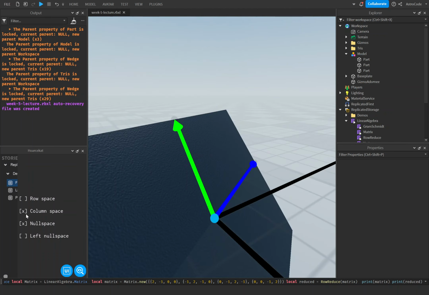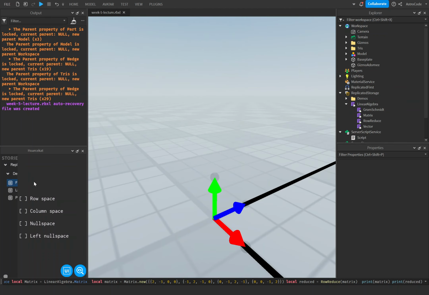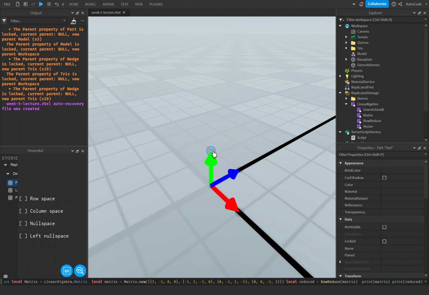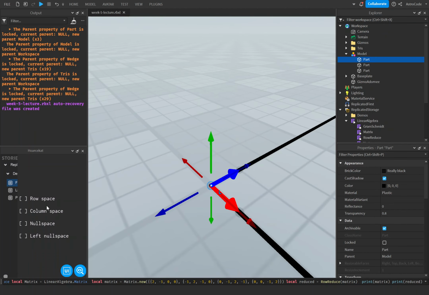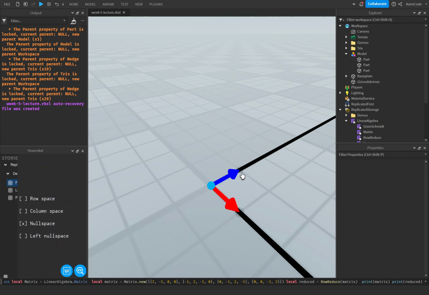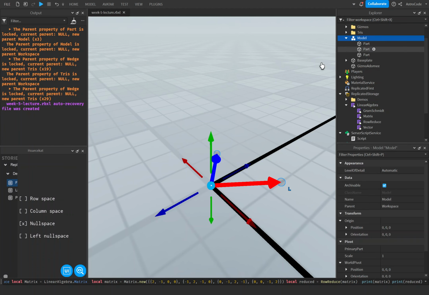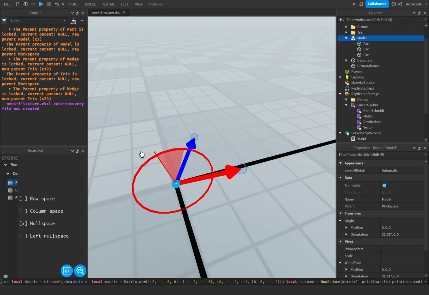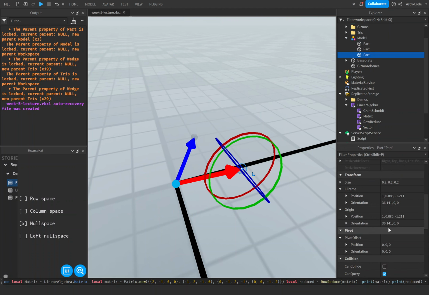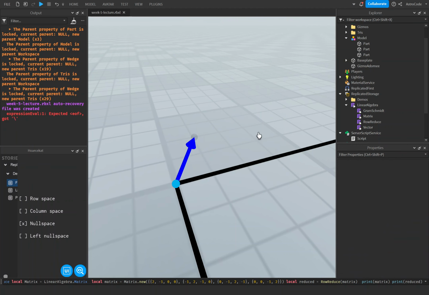But gosh, I really wish I could show you the null space. What have I done? Oh, I don't know. All right. Well, if I fix this, I'll let you guys know after lecture. All right. Something's broken.